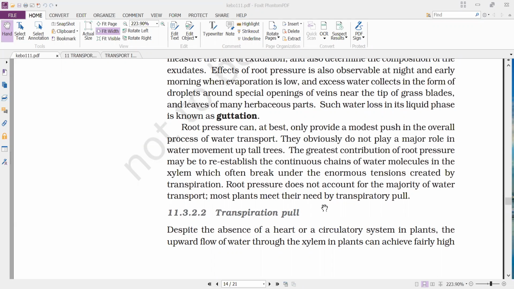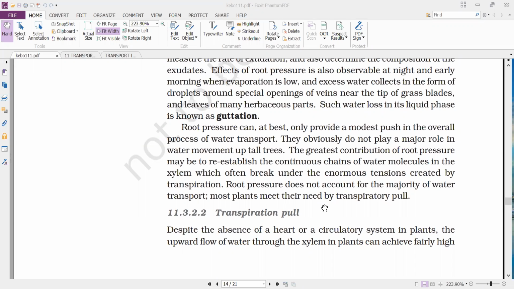In tall trees, the root pressure is not only involved in the transport to the upper parts of the plant. So the greatest contribution of root pressure may be to re-establish the continuous chains of water molecules in the xylem, which often break under the enormous tension created by transpiration.